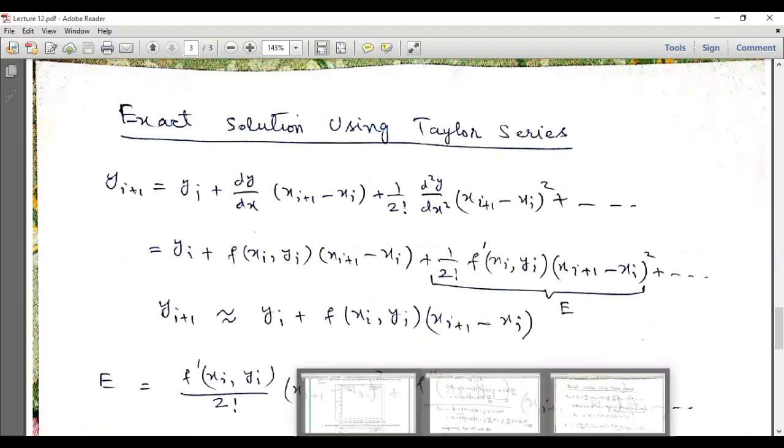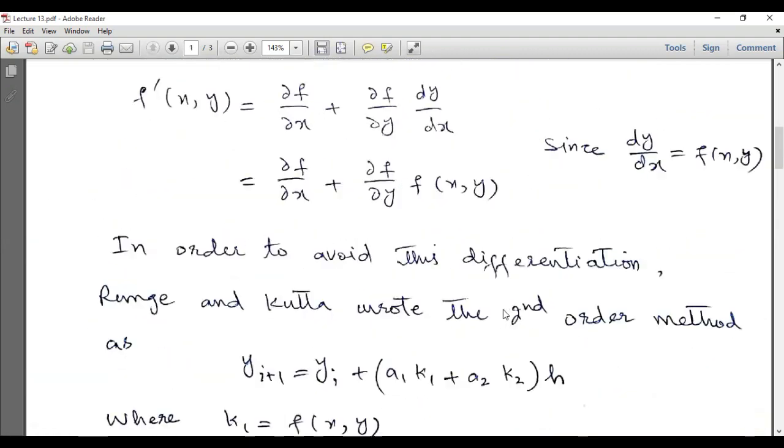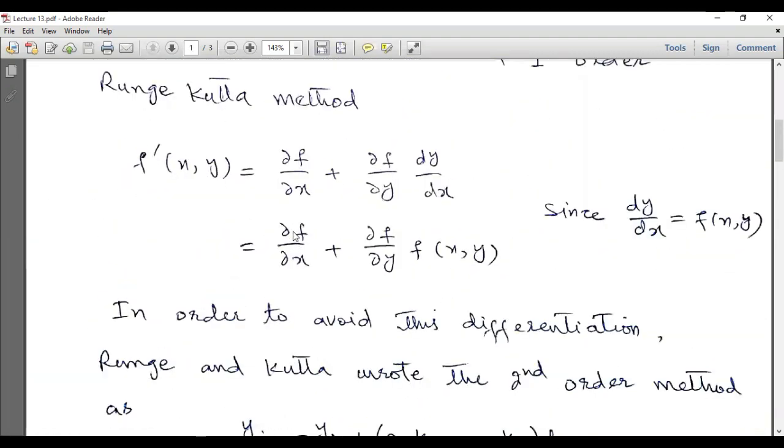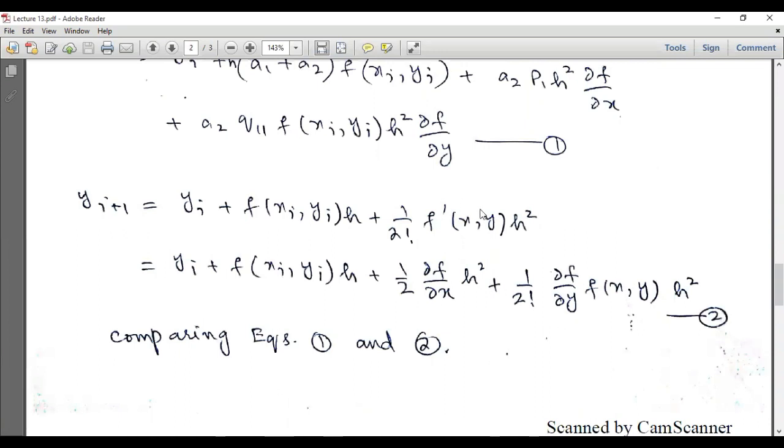Xi plus 1 minus xi is equal to h, so we have written h square over here and h. Let's assume that yi plus 1 is equal to yi plus f of xi yi into h plus 1 by 2 partial f over partial x into h square. Similarly, plus 1 by 2 partial f over partial y f of x y h square. This expression is actually written by looking at this expression: f derivative at x y is equal to partial f over partial x plus partial f over partial y f of x y. So this derivative term is replaced by that, and the multiplication is carried out.